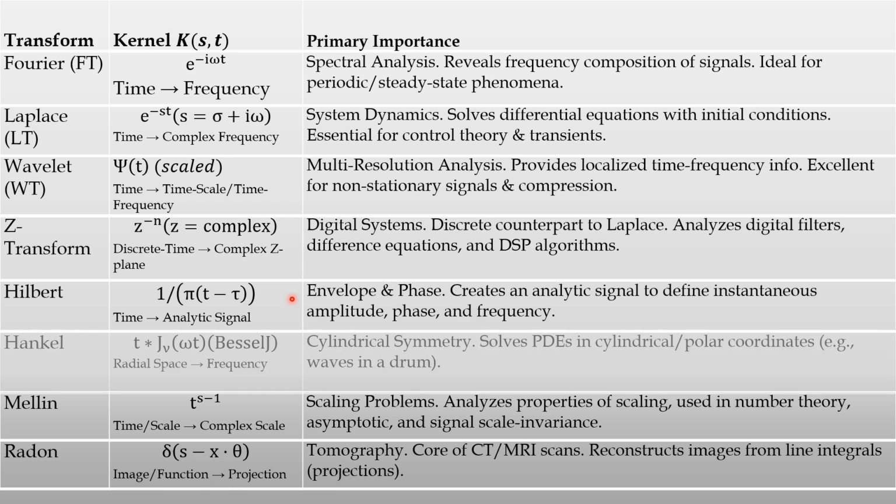The Hankel transform uses a Bessel function kernel and is tailored for problems with cylindrical symmetry, like analyzing vibrations in a circular membrane. The Mellin transform uses a power law kernel and is used for analyzing scaling properties in functions and number theory. Finally, the Radon transform is the mathematical backbone of tomography, reconstructing images from projections, as in medical CT scans. Each transform is a specialized lens, chosen based on the symmetry of the problem and the type of information you need to extract.